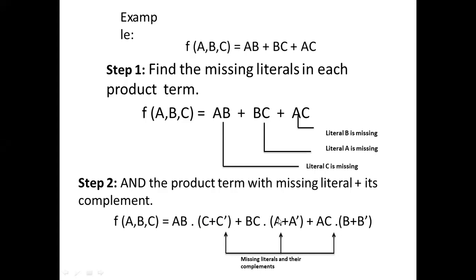Plus, in the second term, which was missing? The second term is missing only the A literal. So I'll add the literal and its complement also. Plus we have AC. Which one is missing? The missing literal is B. With the help of AND, we add B plus B bar. So these are called the missing literals and their complements. What are these three? These three are nothing but the missing literals and their complements.